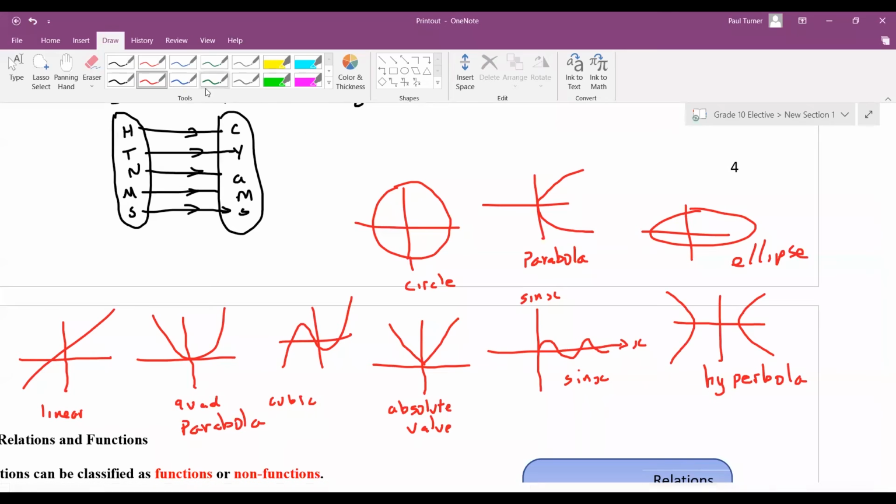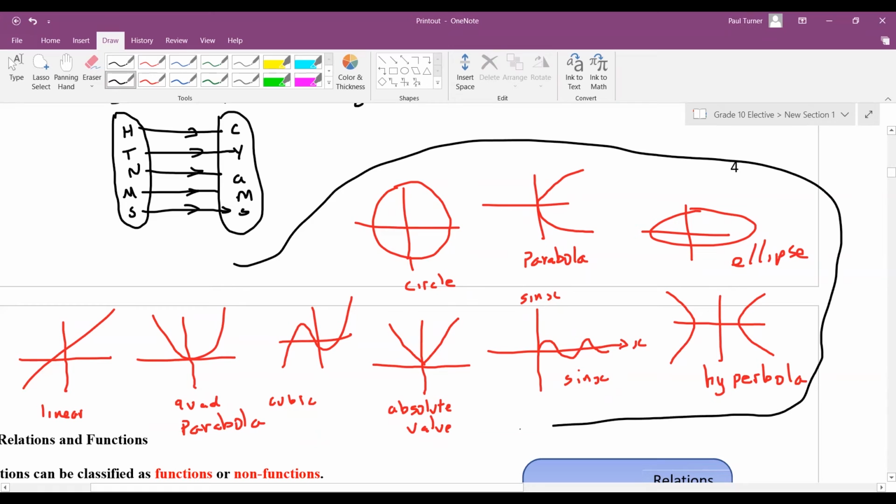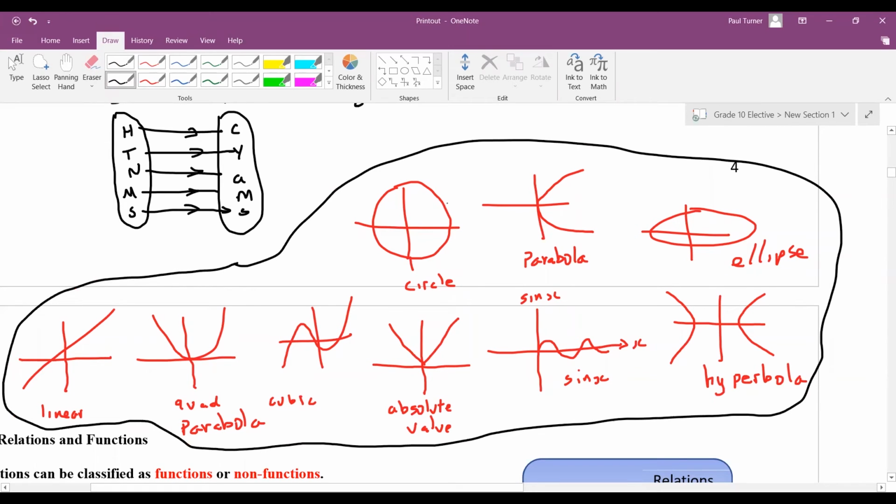Right. The first thing to note is that all of these are relations. These are examples of relations, all of them. We can write them in relation form. So we'll talk about that later. But all of these are relations. All of them. So basically any graph you could draw is a relation, a relationship between your pairs of numbers here. So here you could have 4, 6. That could be one number. All of them are made up of ordered pairs, aren't they? So all of these are relations, but they're not all the same.